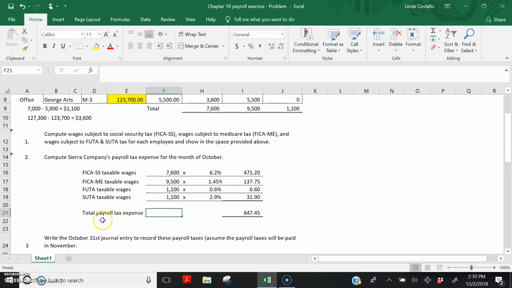Now let's write the October 31st journal entry to record this payroll tax expense. We won't actually remit payment of these taxes to the governmental agencies until a later date. So we have a liability for each type of payroll tax. The journal entry almost writes itself from the schedule shown here. We need to debit payroll tax expense and credit the liability for each type of tax.